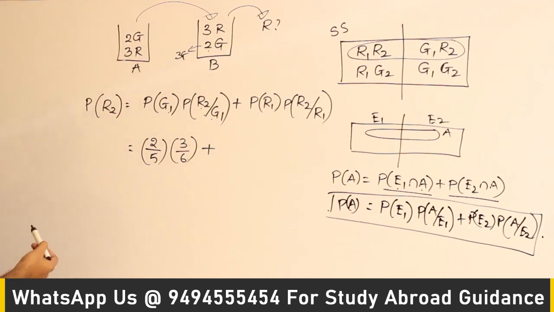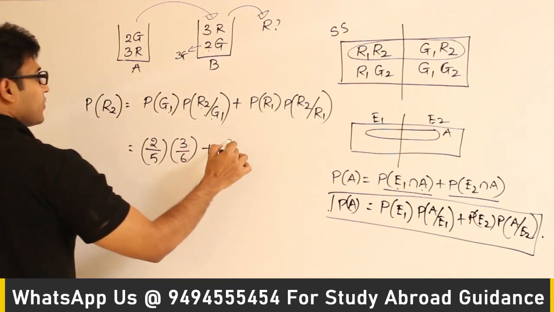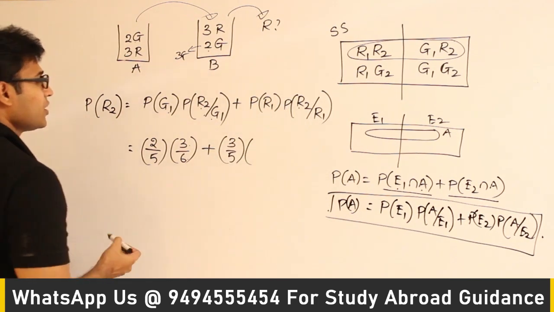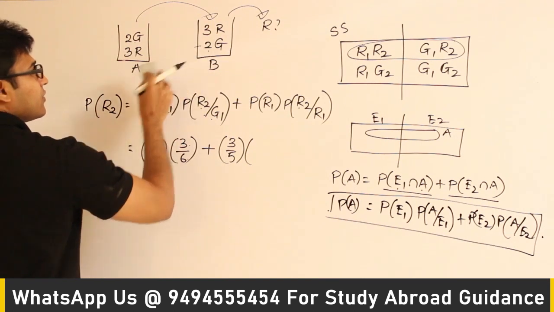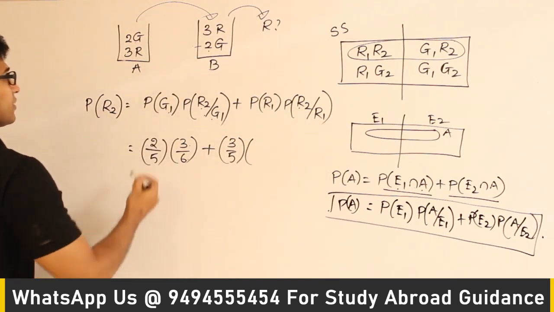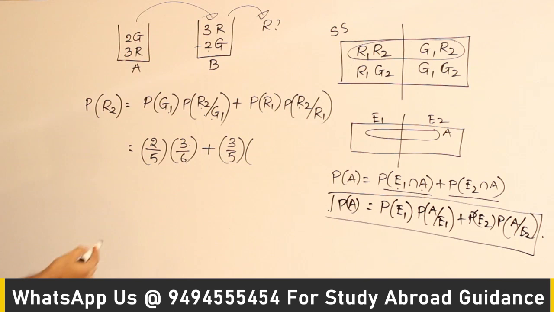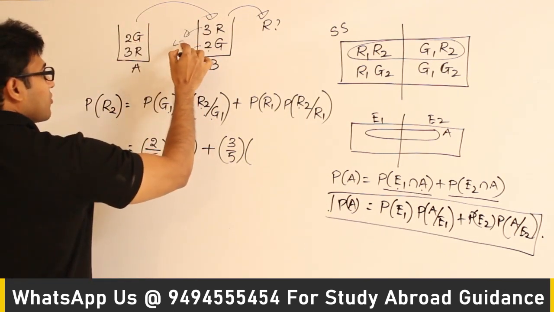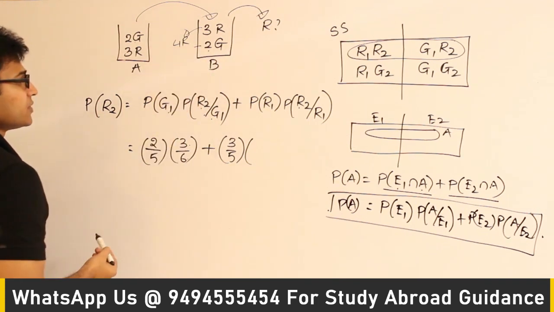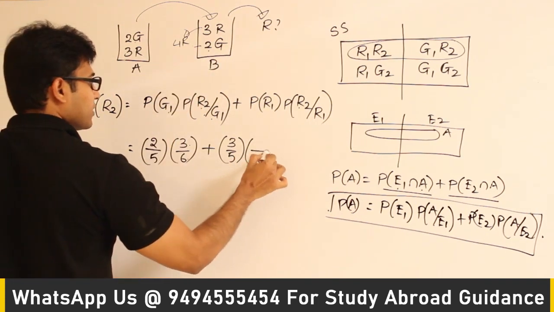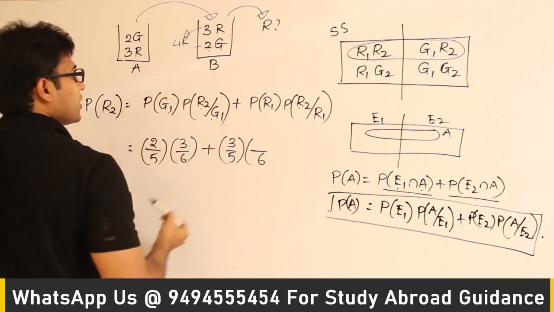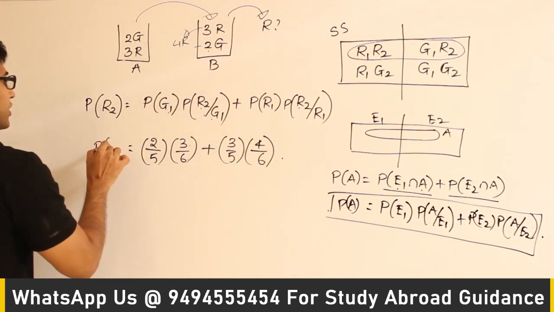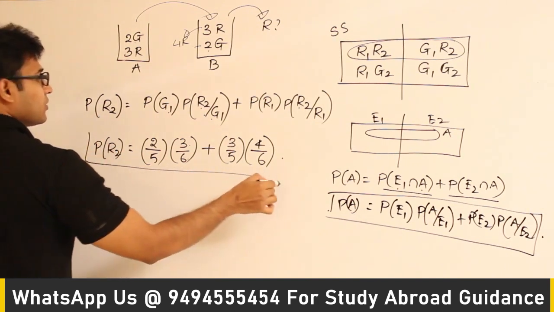Plus, what is the probability of getting a red ball from A? It is equal to 3 by 5 multiplied by the probability of getting a red ball in the second try, given that we have got a red ball from the first try. Since we got a red ball from here, when we add it, we are going to get 4 red balls and 2 green balls, which means totally 6 balls are there, out of which 4 are red. Therefore it is going to be 4 by 6. This is the total probability of getting a red ball.